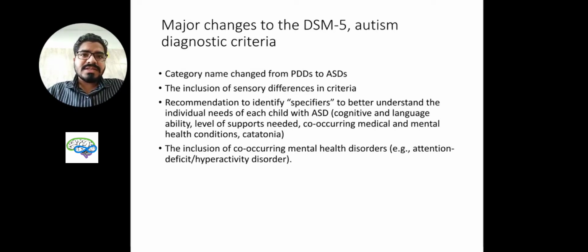So one difference is that the name has been changed. There has been inclusion of sensory differences in the criteria. A recommendation has been put in place to identify specifiers. Previously the criteria included language disorder or language deficit, but it is not kept as a core deficit now, but as an associated deficit. And we can specify that a person has autism spectrum disorder along with cognitive deficit, language deficit, intellectual impairment, or other co-occurring comorbid mental or medical conditions, including catatonia. Previously we were not able to diagnose ADHD and ASD in a single patient, but now it has been included. So we can diagnose comorbid ADHD also in case of autism.